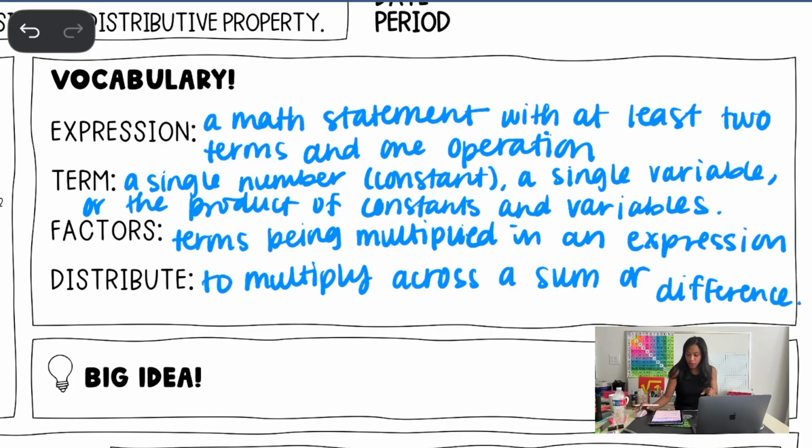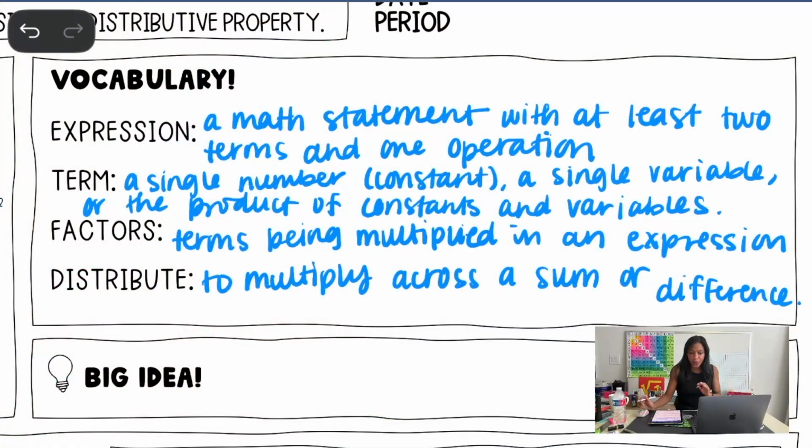So go ahead and write that down. I'm going to come back to camera so that you can see it. This is the big, big, big idea. Here's our big idea, okay? The distributive property allows us to multiply groups of unlike terms. So if I had something like 2x plus 3, I can multiply that entire quantity, 2x and 3, by some other amount using the distributive property.